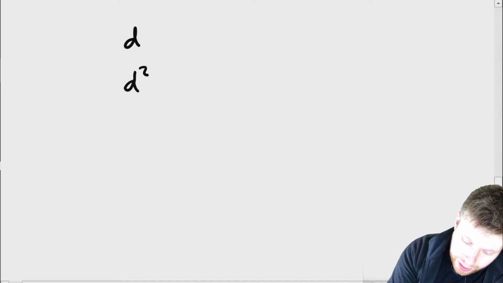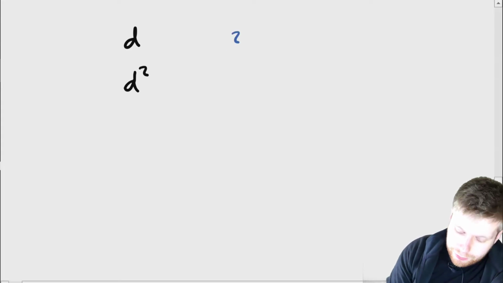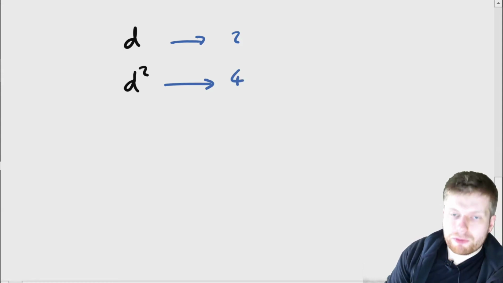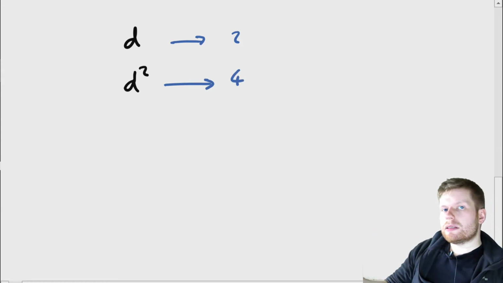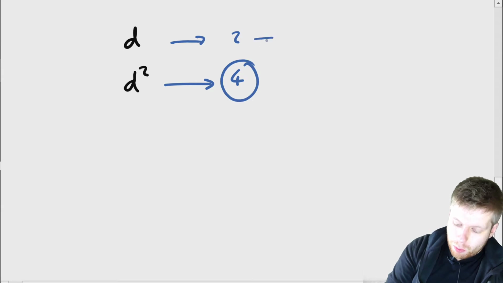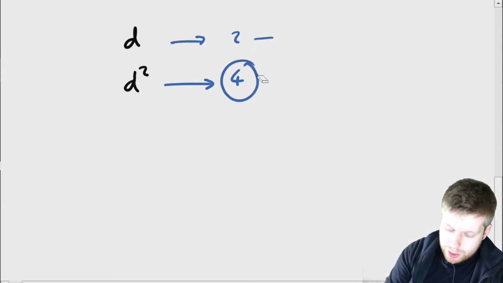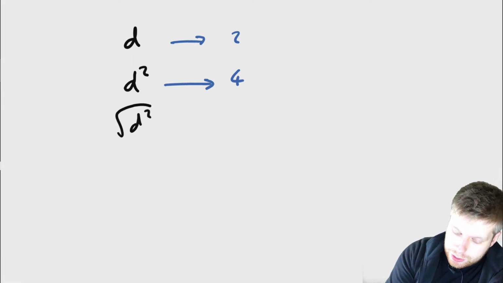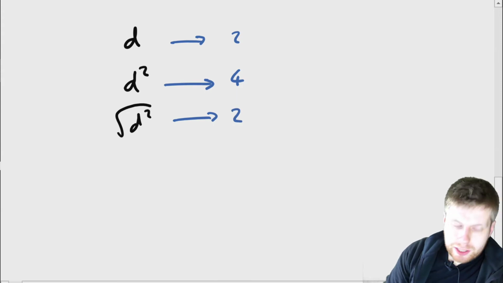Okay, so for example, if I start with a distance of 2, if I square that, that will become 4. But the issue is, I don't want 4, do I? I want to get back to what 2 was. So in order to get back again, I just undo the squaring, which is square rooting. So now if I square root this, this comes back as 2.